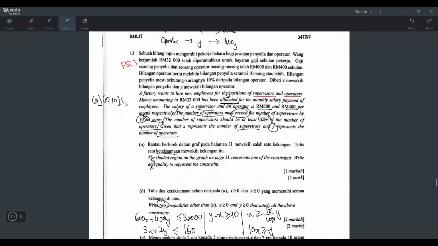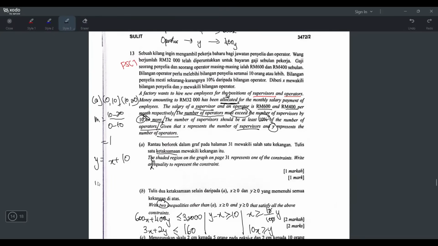So the gradient m will be 10 minus 20, y minus y, over 0 minus 10, x minus x. So here will be negative 10 over negative 10. Your gradient is 1. Your gradient is 1 means your equation will be y equals mx plus c, so y equals 1x plus c, but your c is 10. So that's your equation: y equals x plus 10.